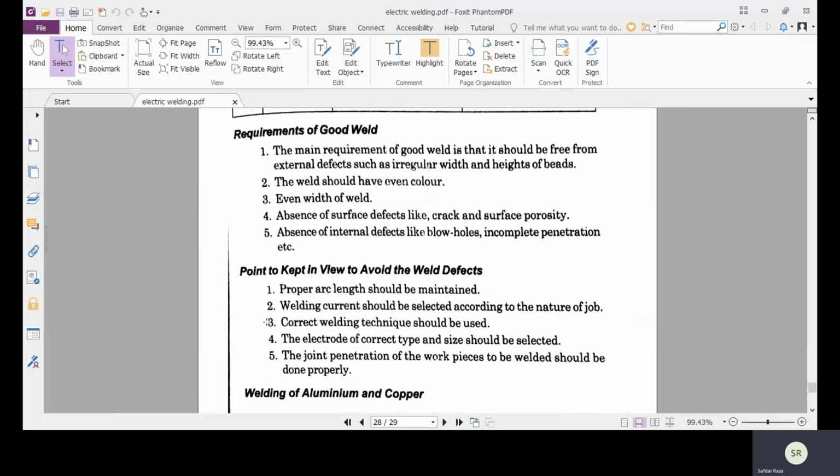Points to be kept in view to avoid weld defects: proper arc length should be maintained, welding current should be selected according to the nature of job, correct welding technique should be used, the electrode of correct type and size should be selected, and the joint penetration of workpieces to be welded should be done properly.